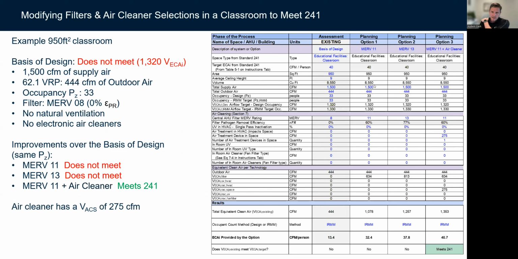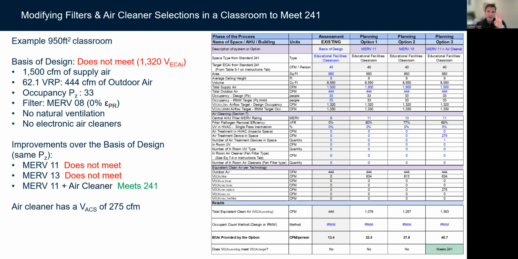Okay, so then I say, all right, that didn't meet my requirements. Let me add a MERV 11. My owner will definitely maintain with a MERV 11. That gets me a 60% removal value on the recirculated air. And so you see the recirculated air math results in 634 VECAI. So I got 444 of outdoor, 634 of recirculated cleaned. That gets me to 1,078. Divide that by the 33 kids, and I've got 32.4 CFM per kid.